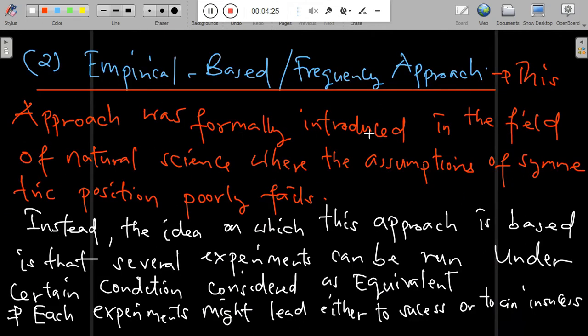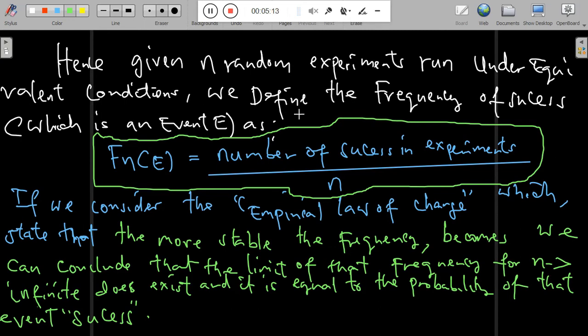Let's come to the second approach, known as the empirical or frequency-based approach. This approach was formally introduced in the natural sciences, where the assumption of symmetric positions fails. Instead, the idea on which this approach is based is that several experiments can be run under certain conditions and are considered equivalent. Each experiment might lead either to a success or to a failure. Suppose we have n random experiments run under equivalent conditions. We define the frequency of success, which is event E, as the number of successes in the experiments over the total number of observations n.